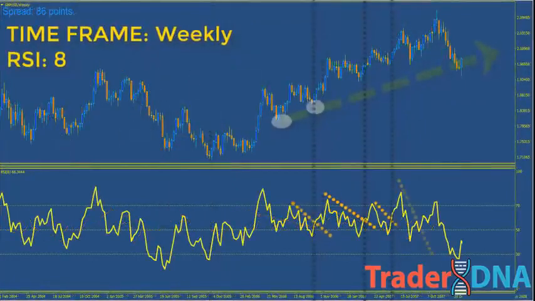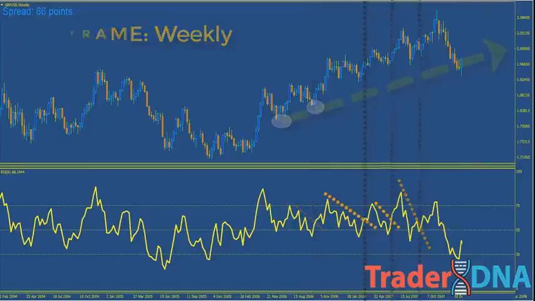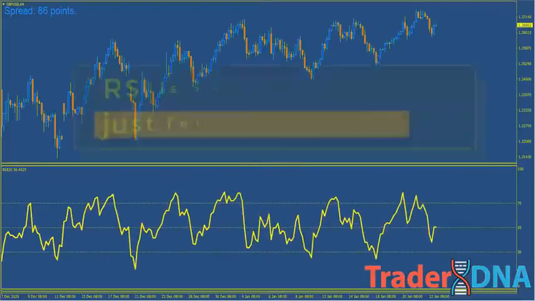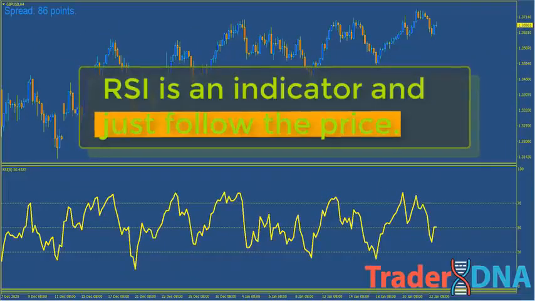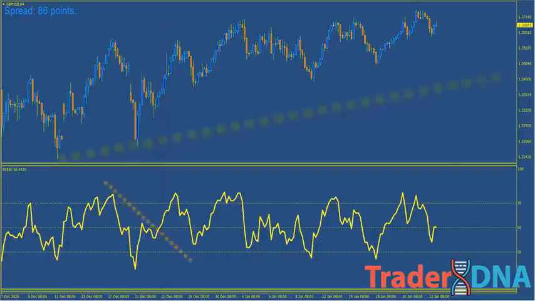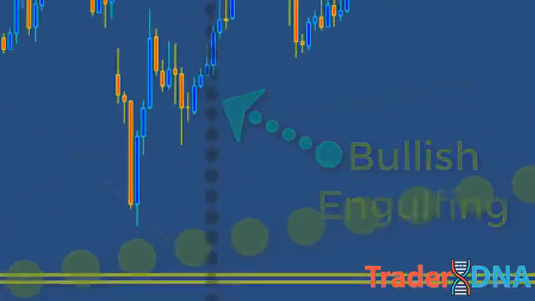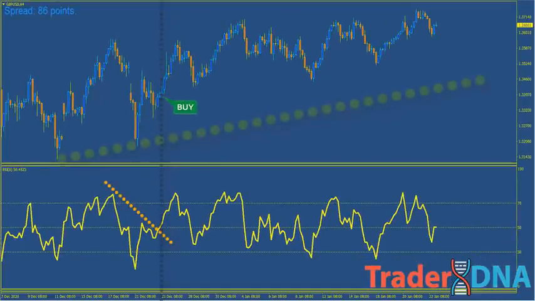Here you could use a lower period on the RSI, which will offer more trend line opportunities, but you could also adopt a less sensitive approach by using a higher period RSI, like the 20 for example. The key is to backtest and find the best approach that works with your trading style. RSI is an indicator and just follows the price. You should be patient and wait for a clear break of its trend line. Maybe sometimes you should wait to see how the first candle acts after the breakout and after that take your trade. But remember that we only use indicators to support what we have already established with price action.